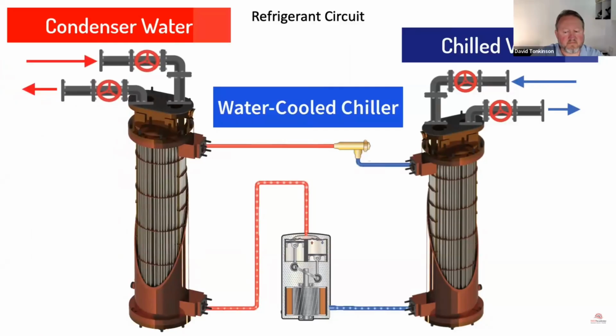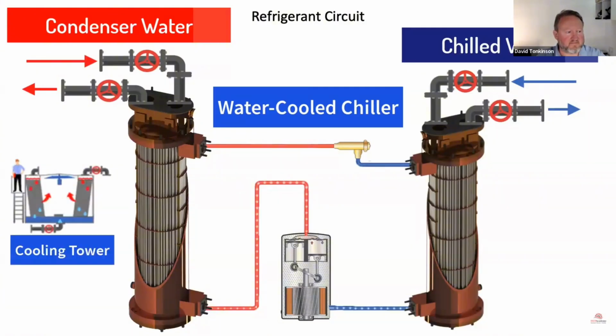So now instead of the heat being thrown outdoors with a fan, we're going to pipe in water, transfer the heat from the refrigerant to the water, and take that water and the heat with it to the cooling tower, where we'll reject the heat and bring back that cooler water and start the whole cycle over again.